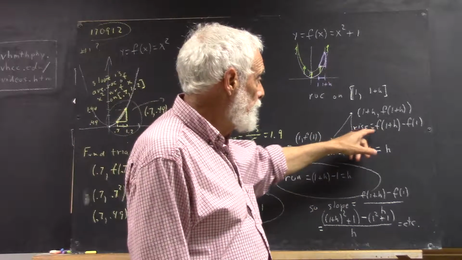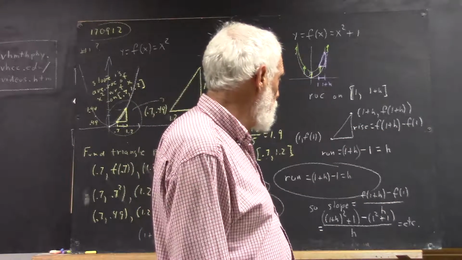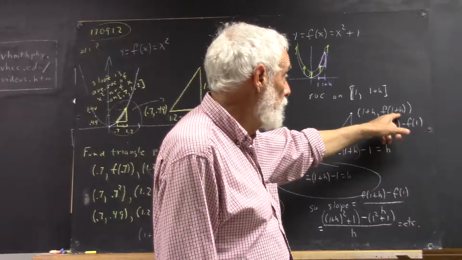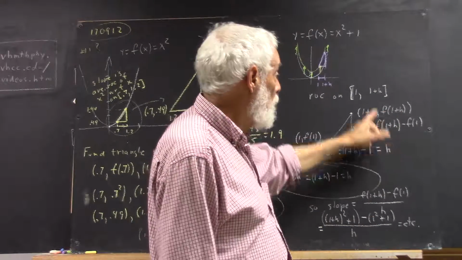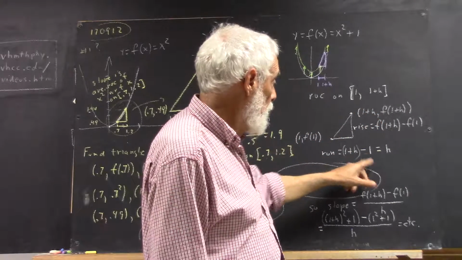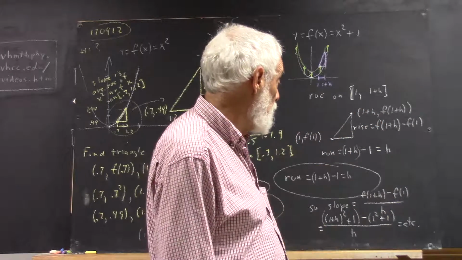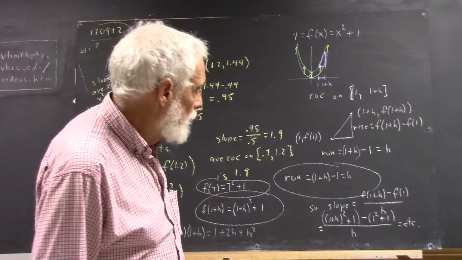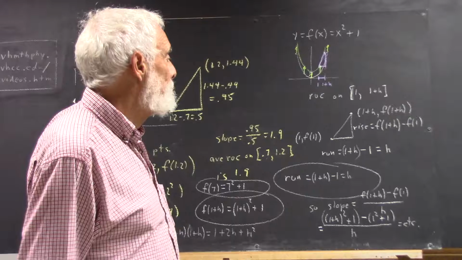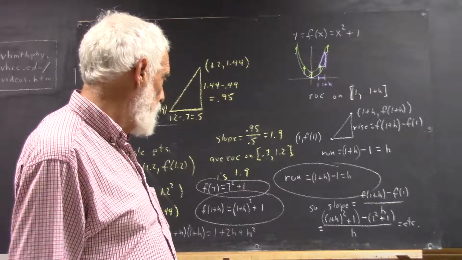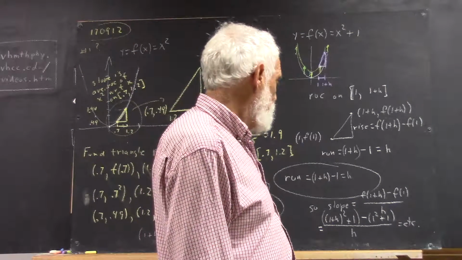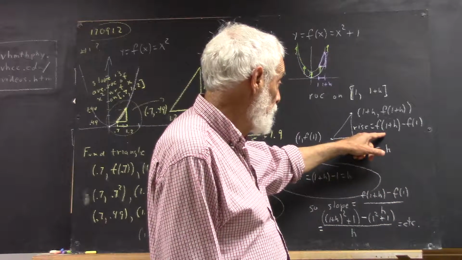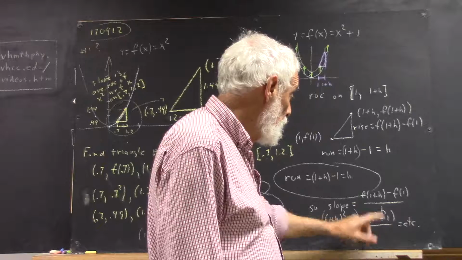And then the rise is f of 1 plus h minus f of 1. The run is 1 plus h minus 1, and of course 1 plus h minus 1 simplifies to h. So our run is h. It follows that our slope is f of 1 plus h minus f of 1, the rise, divided by h, the run.